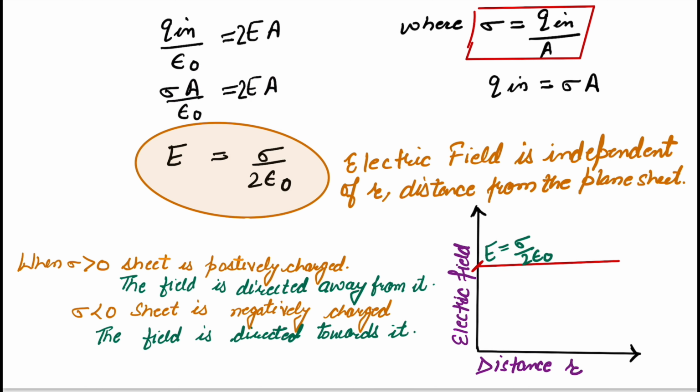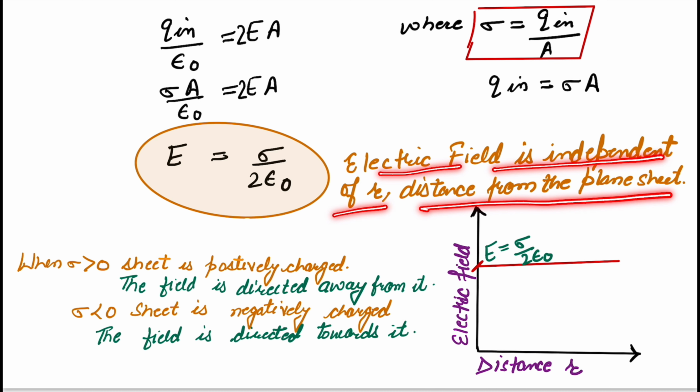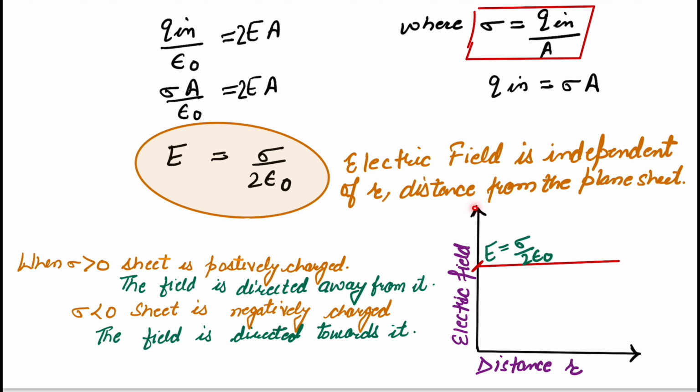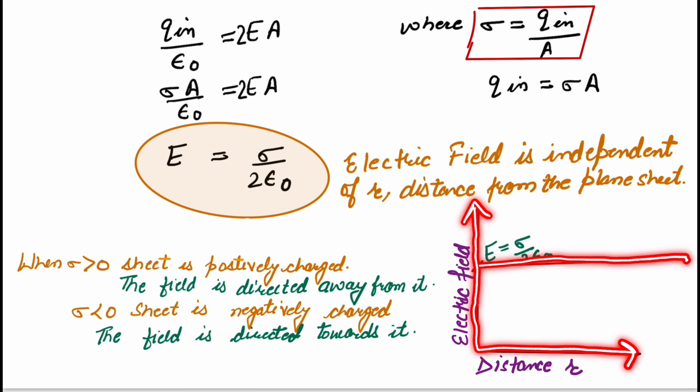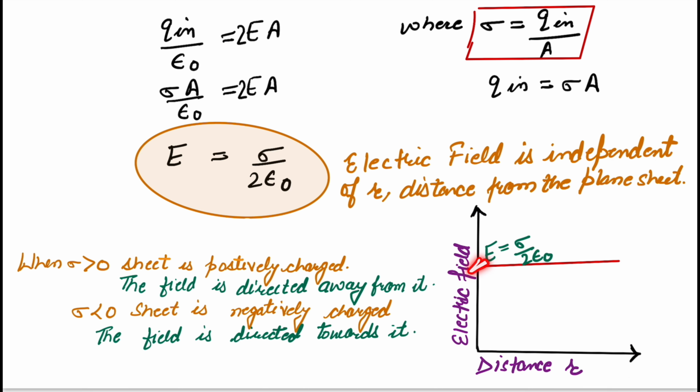It can be clearly seen from the expression that the electric field is independent of the distance r from the plane sheet. So if you plot a graph of electric field versus the distance r, then the electric field is not going to change with the distance. It has a fixed value even as the observation point moves away from the sheet. And the value is equal to sigma divided by 2 epsilon naught, where sigma is the surface charge density and epsilon naught is a constant.